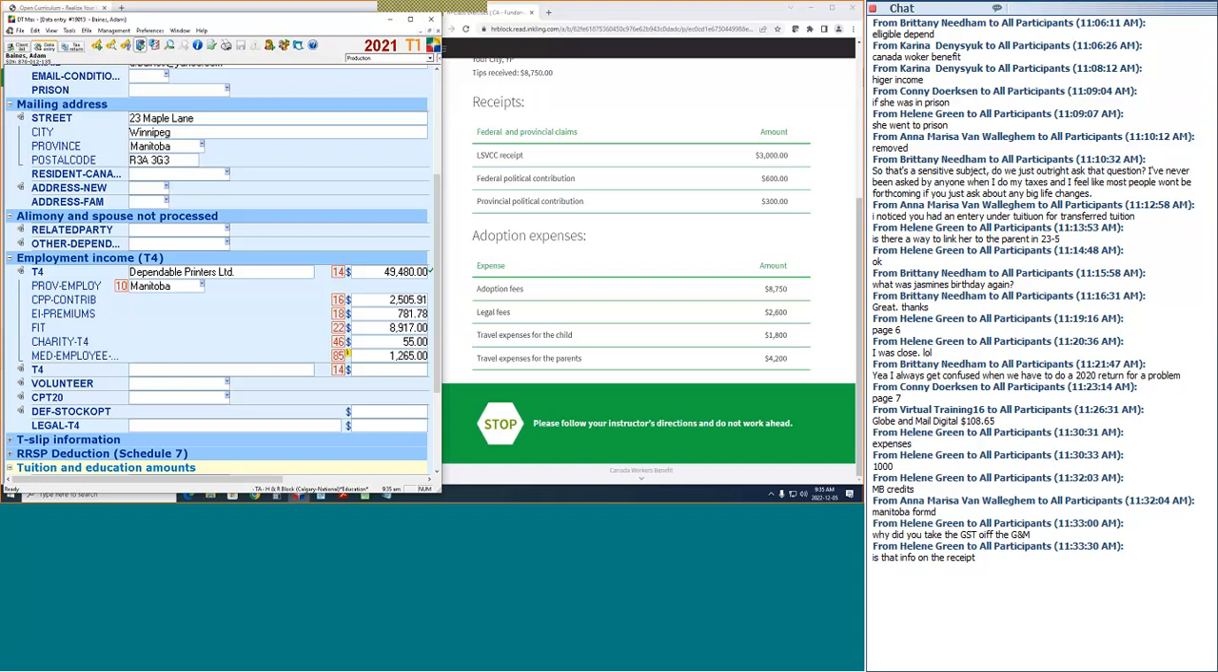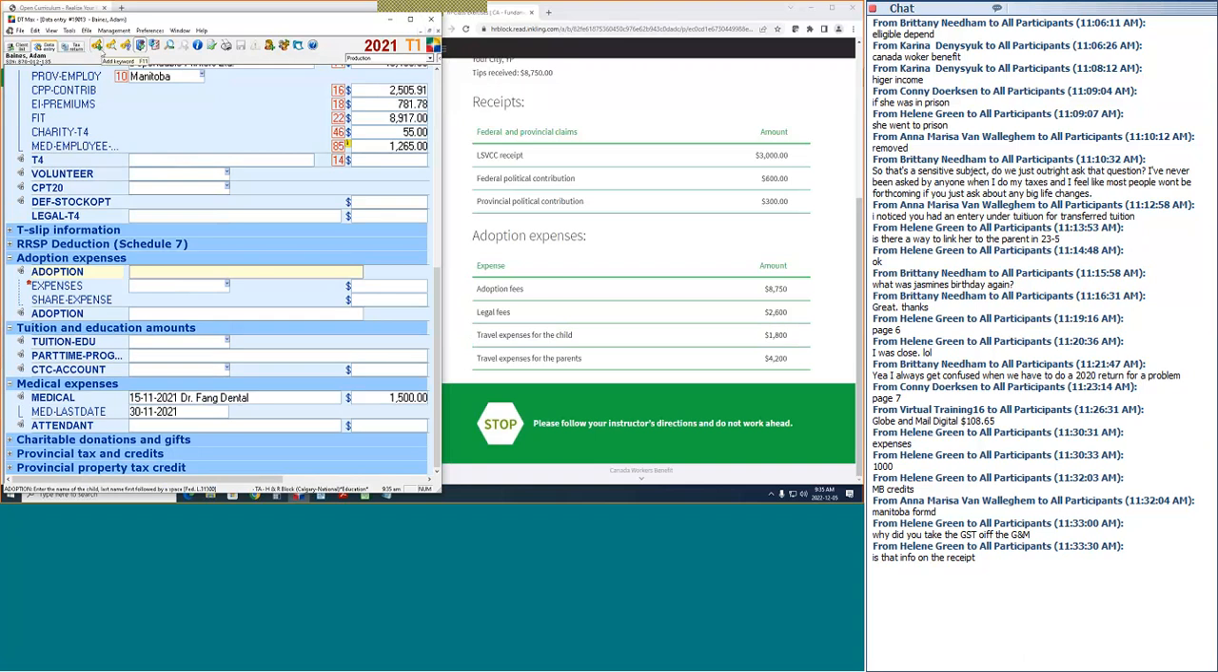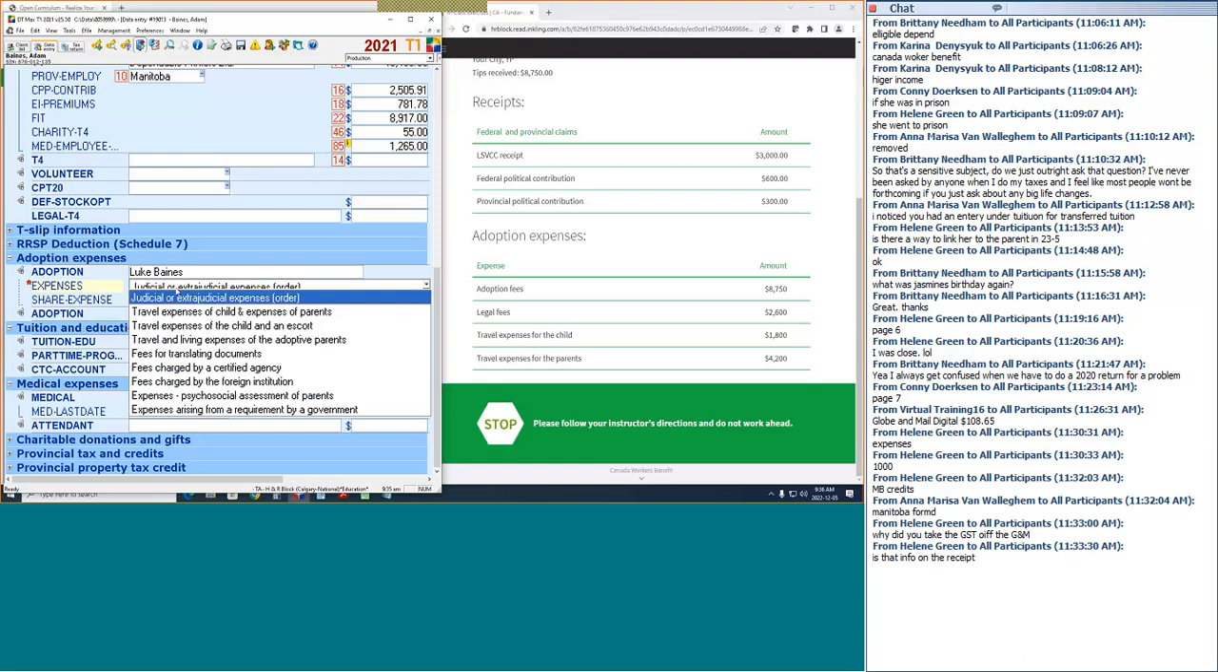And I can just use the keyword adoption. Or you can use your Smart Start, and it's a deduction. So you want to look in your deduction section, and you should find adoption in there. Okay, it's going to ask me who the adoption was for, and then it's going to ask me which expenses he had. So let's assume that we had some legal fees and some adoption fees.